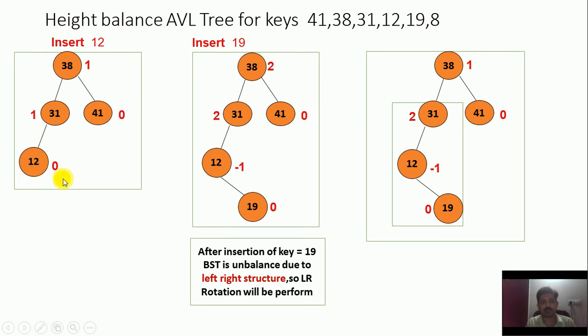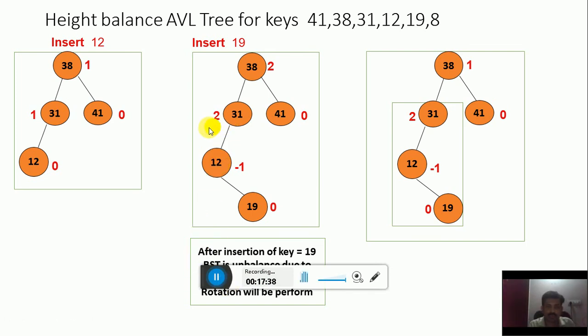Here we have computed the balance factor. The balance factors range over 0 and 1, so this tree is balanced here. Now we have inserted node number 19. Node 19 will be compared with the root node, then placed on the right side of node 12. Here we have computed the balance factor. The balance factor is 2 for node 31, and this tree is unbalanced due to a left right case.